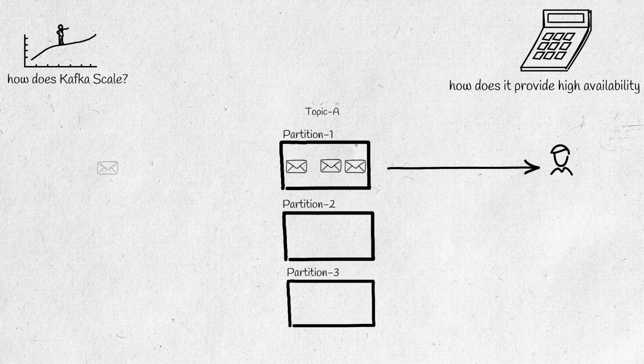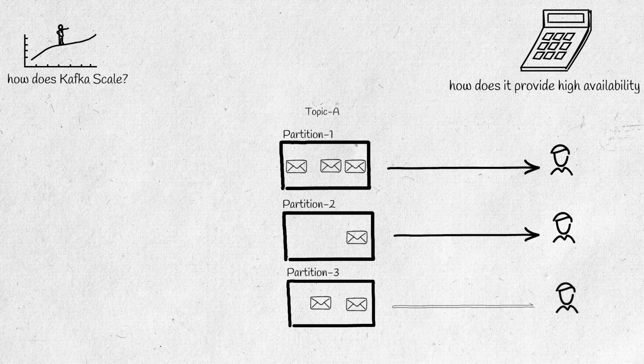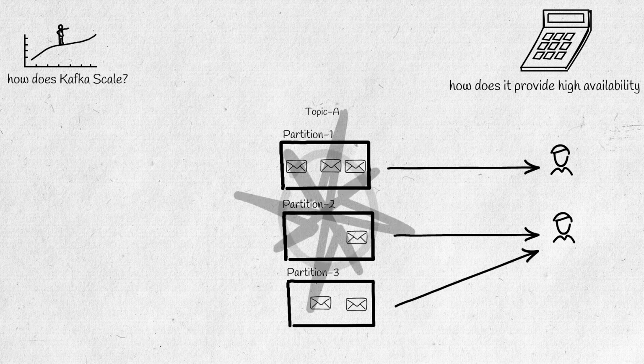Produced messages will be distributed across these partitions, and multiple instances of a consumer application can connect to different partitions and receive messages in parallel. In case one consumer instance goes down, the existing one will connect to the partition and start receiving messages.